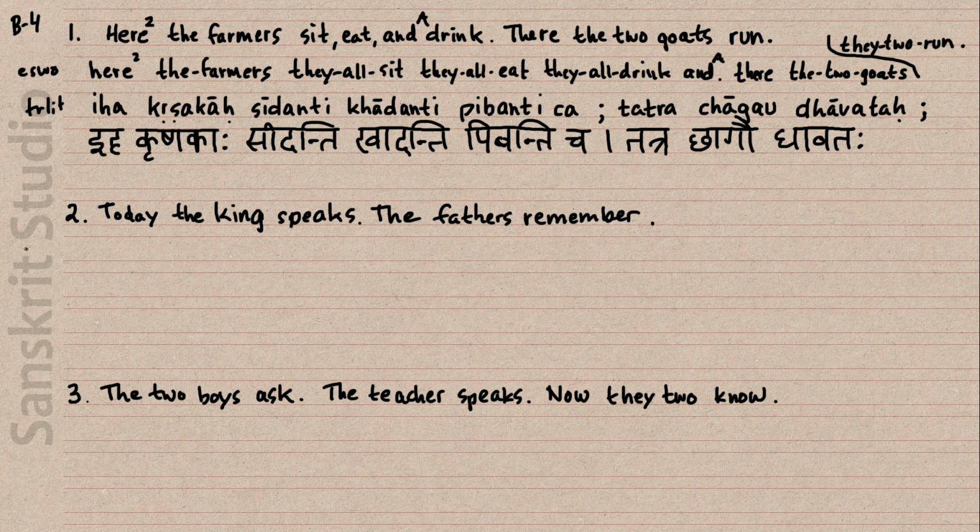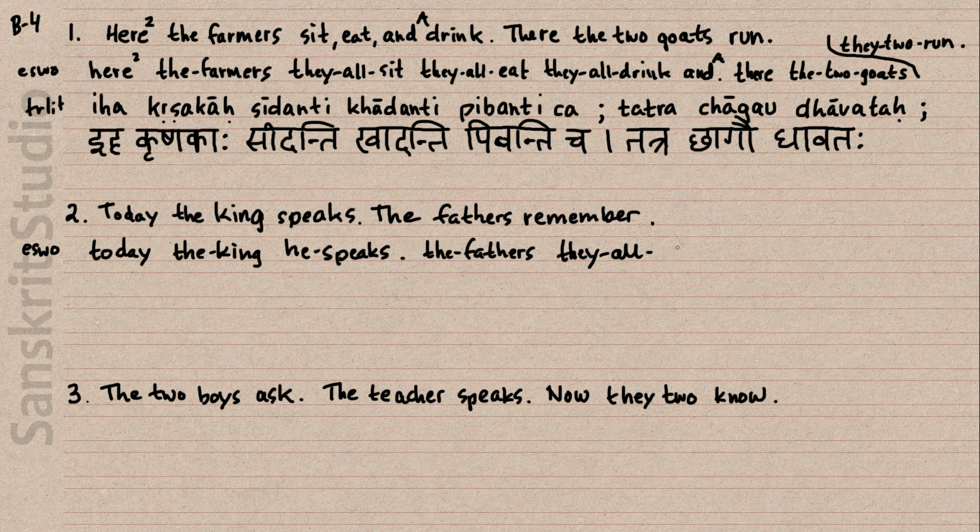And let's start our grouping. We do our eswo first. Today the king, he speaks. And the fathers, they all remember. So we do our clarification of the verb as usual, and then transliteration in Roman characters.